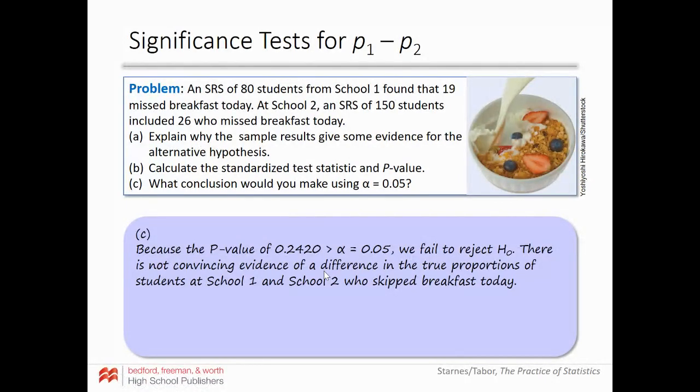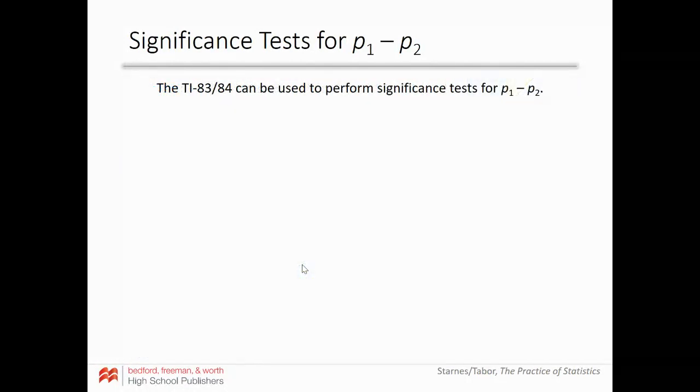And then it says, what conclusion would you make based on alpha being 0.05? And this is going to be kind of the same cookie cutter response we're going to use a lot. Because the p-value of 0.2420 is greater than alpha, which is 0.05, we fail to reject H naught. There is not convincing evidence of a difference in the true proportion of students at school 1 and school 2 who skip breakfast today. So basically, we fail to reject H naught, so we don't have convincing evidence that there's a difference. So we don't have convincing evidence in favor of the alternative hypothesis.